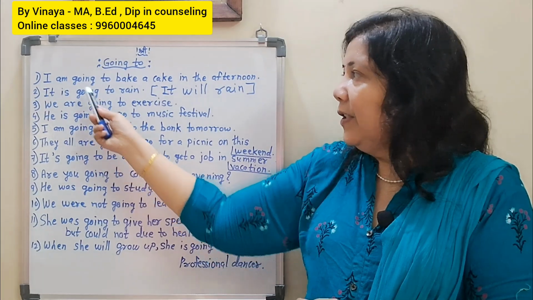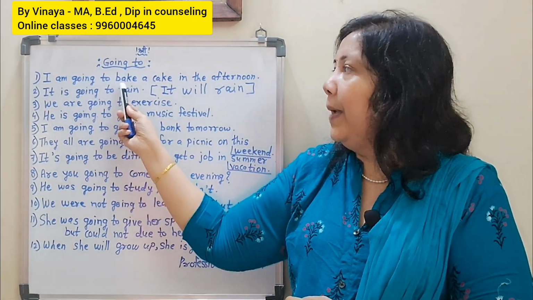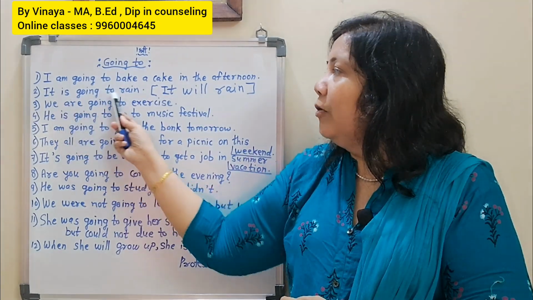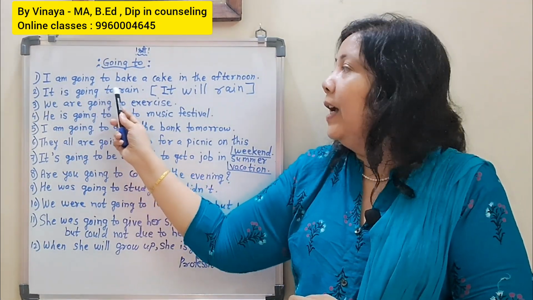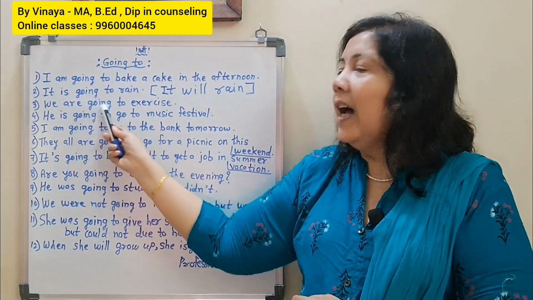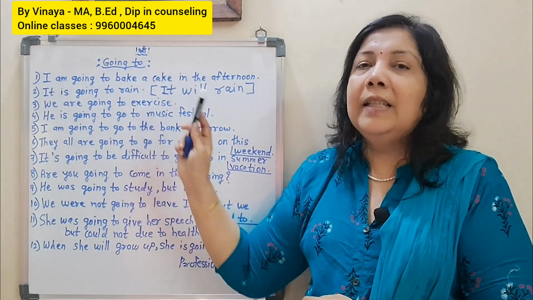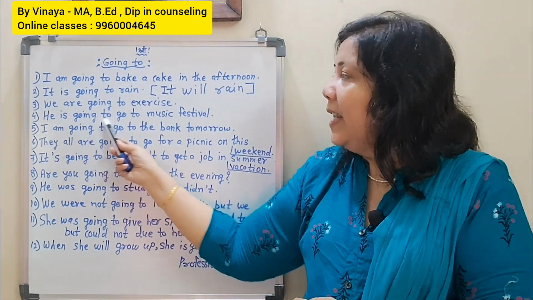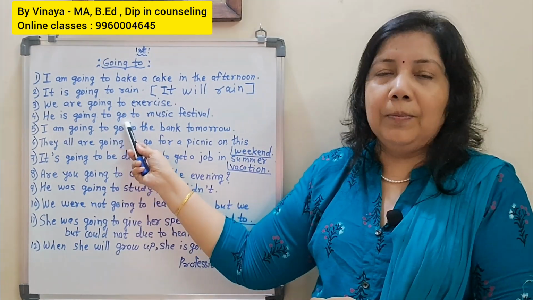First three we will just check. I am going to bake. Going to is the construction, bake is the main verb. It is going to rain, is going to is the construction, rain is the main verb. We are going to exercise, are going to is the construction and exercise is the main verb. Same way in this sentence, he is going to is the construction and go is the main verb.